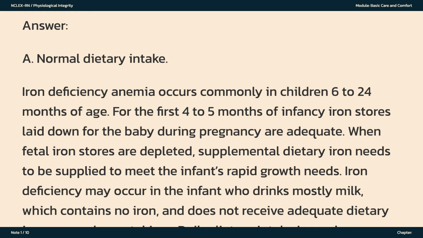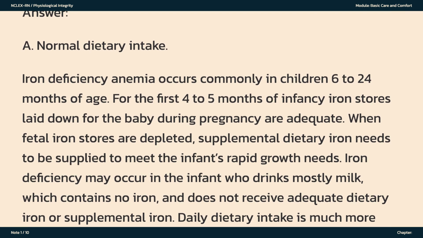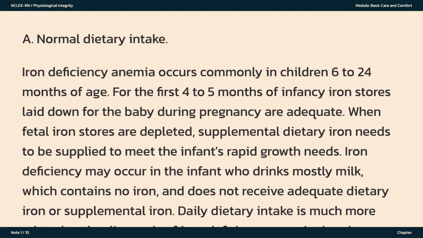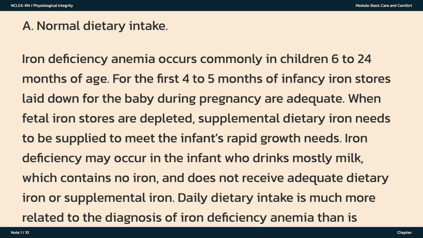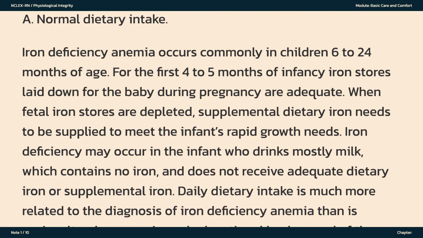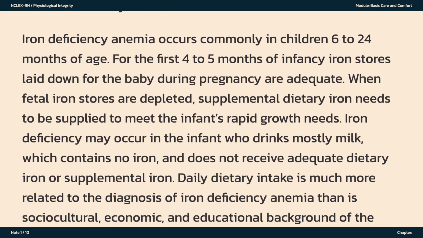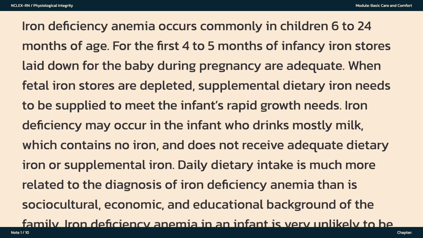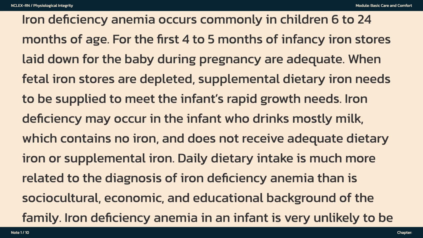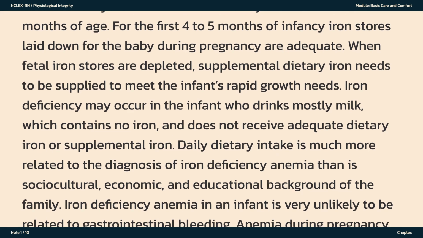The answer is A. Normal dietary intake. Iron deficiency anemia occurs commonly in children 6 to 24 months of age. For the first 4 to 5 months of infancy, iron stores laid down for the baby during pregnancy are adequate. When fetal iron stores are depleted, supplemental dietary iron needs to be supplied to meet the infant's rapid growth needs. Iron deficiency may occur in the infant who drinks mostly milk, which contains no iron, and does not receive adequate dietary iron or supplemental iron.